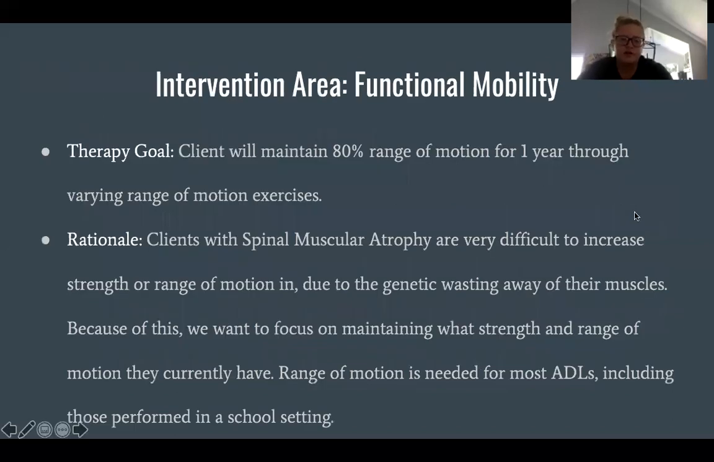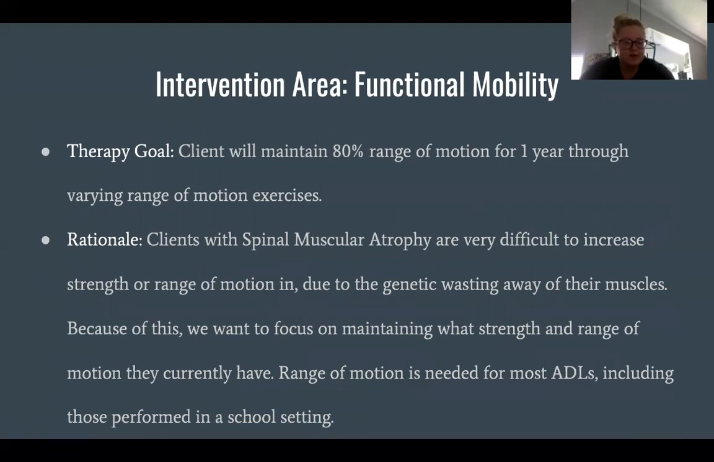So for our intervention area, Seth and I mostly wanted to focus on functional mobility in clients with SMA. And so our main therapy goal that we created was that the client will maintain an 80% range of motion for 1 year through varying range of motion exercises.